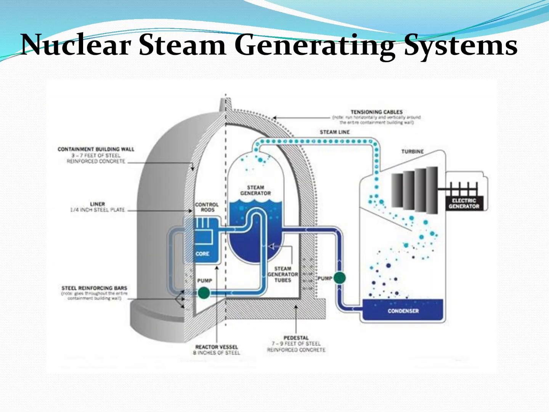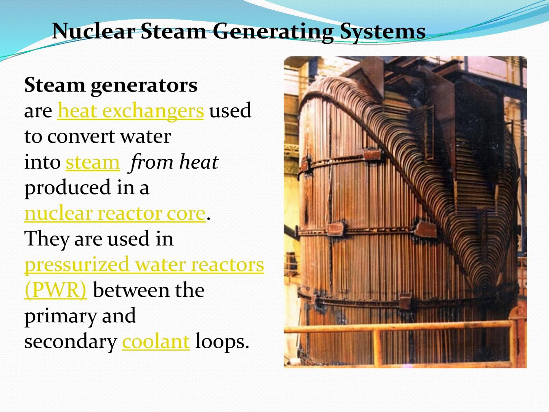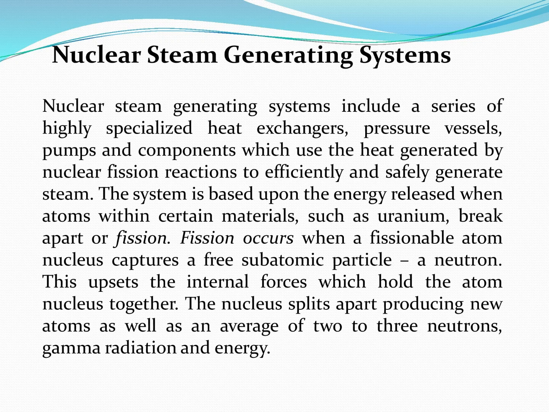Nuclear steam generating systems. Steam generators are heat exchangers used to convert water into steam from heat produced in a nuclear reactor core. They are used in pressurized water reactors (PWR) between the primary and secondary coolant loops. Nuclear steam generating systems include a series of highly specialized heat exchangers, pressure vessels, pumps and components which use the heat generated by nuclear fission reactions to efficiently and safely generate steam.